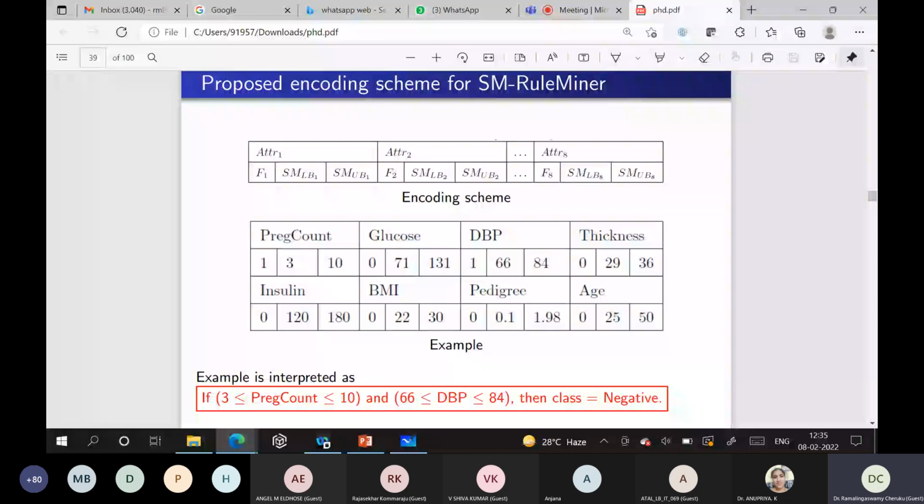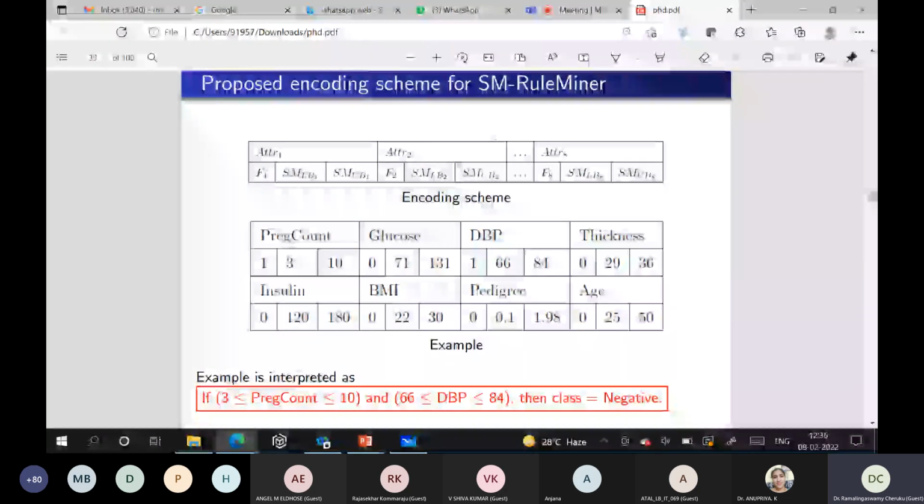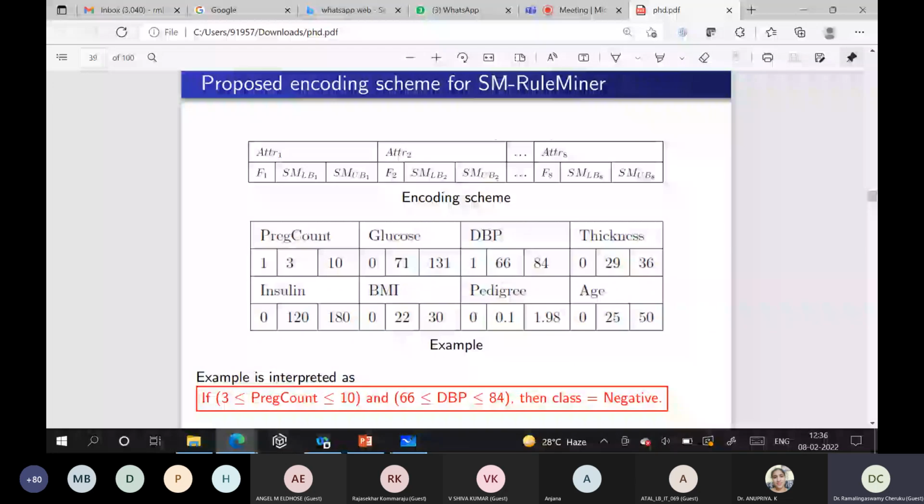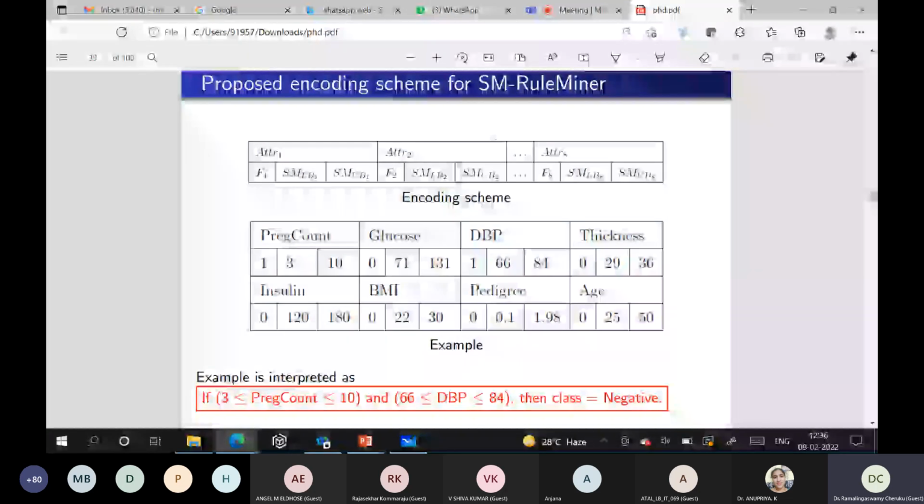So how do you assess the solutions? For that you have to use some kind of objective or fitness function. Here we have used the triplet concept, where the first subfield represents the flag bit. If it is 1, it is a part of your if condition part, and if it is 0, it is not taking part in the if part. The second subfield is the lower bound of the feature, and the third subfield represents the upper bound, so the flag bit is followed by the lower and upper bounds.